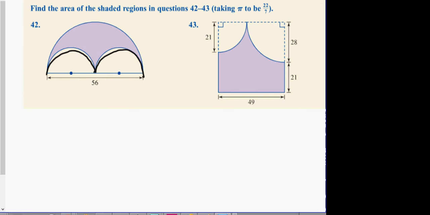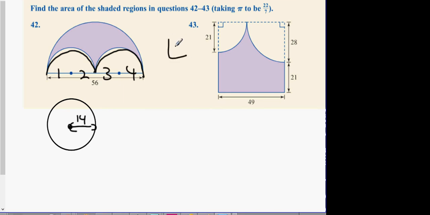You get a full circle. So guys, these 2 semicircles can be represented by 1 full circle. Okay, what's the radius of this white circle, Donald? 14. Where'd you get 14 from? You divide 56 by 4. Alright, 1, 2, 3, 4. A length, 4 times the radius is 56. And 56 divided by 4 gives you your 14 that you're talking about. So the radius is 14.